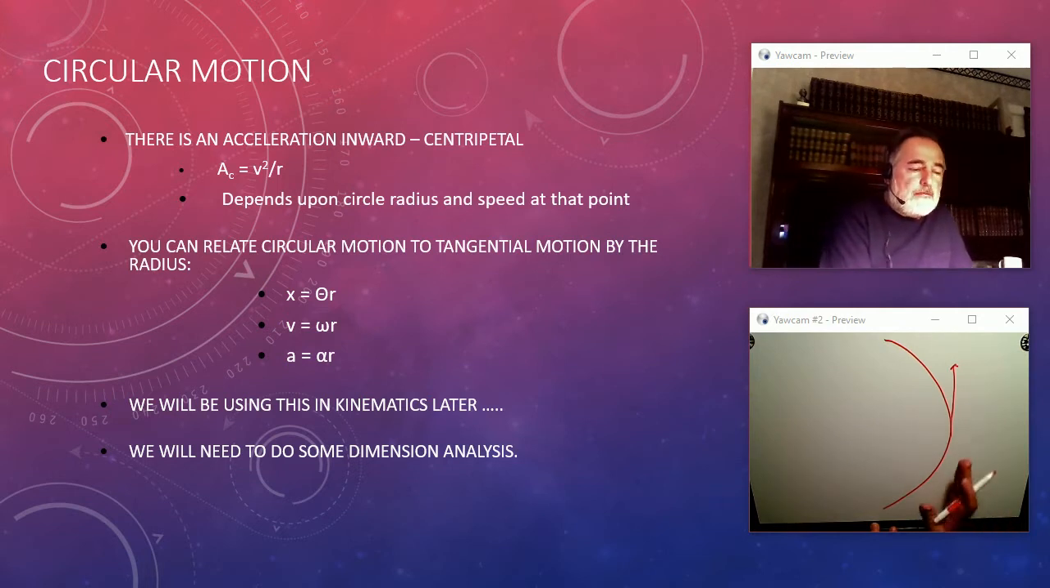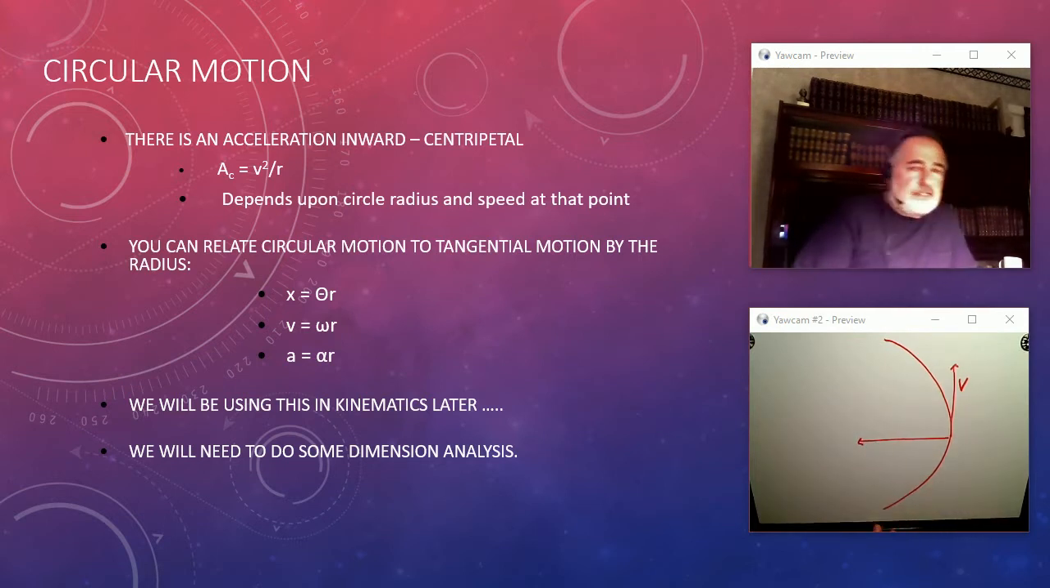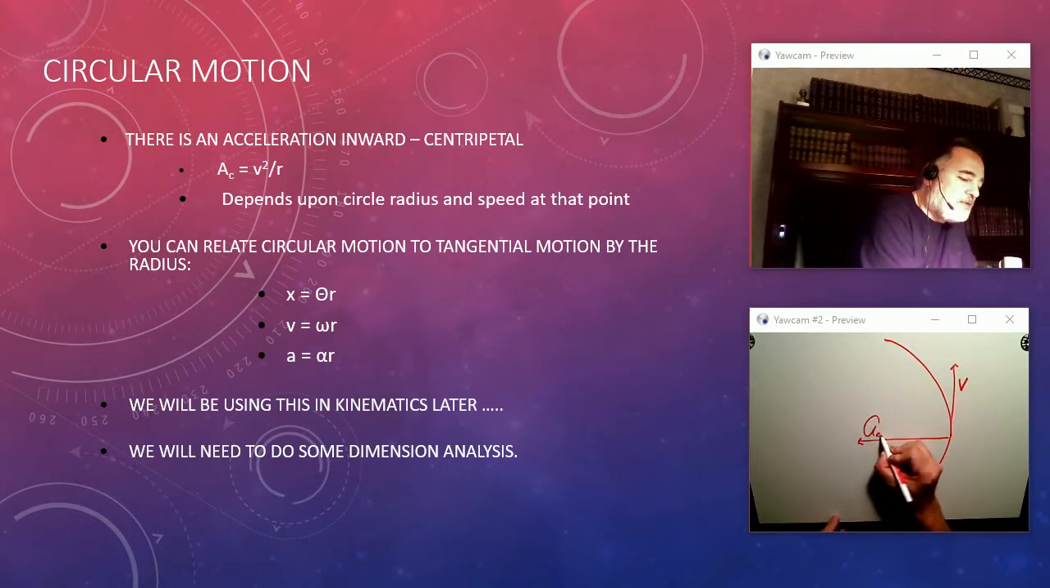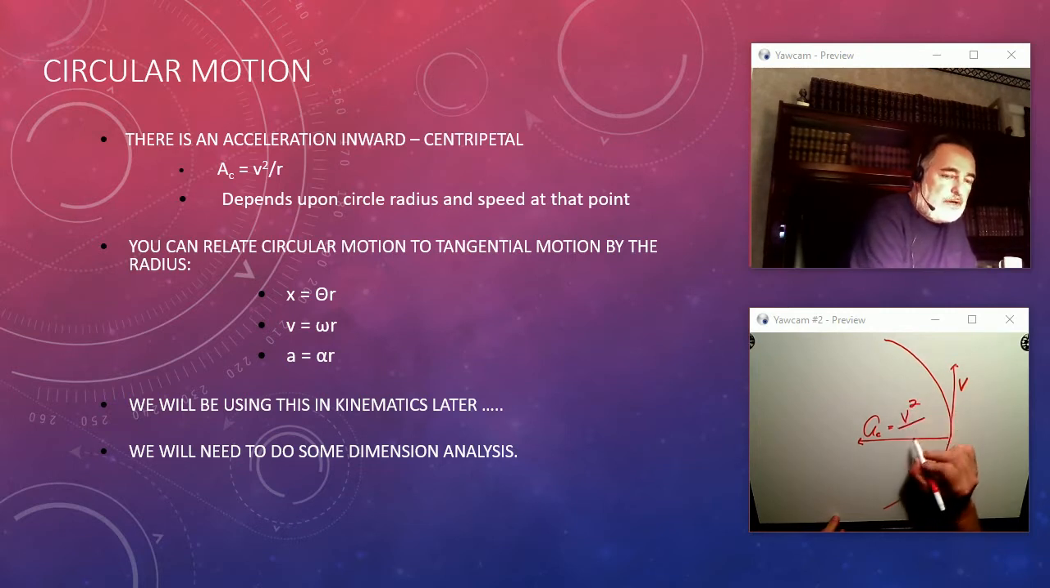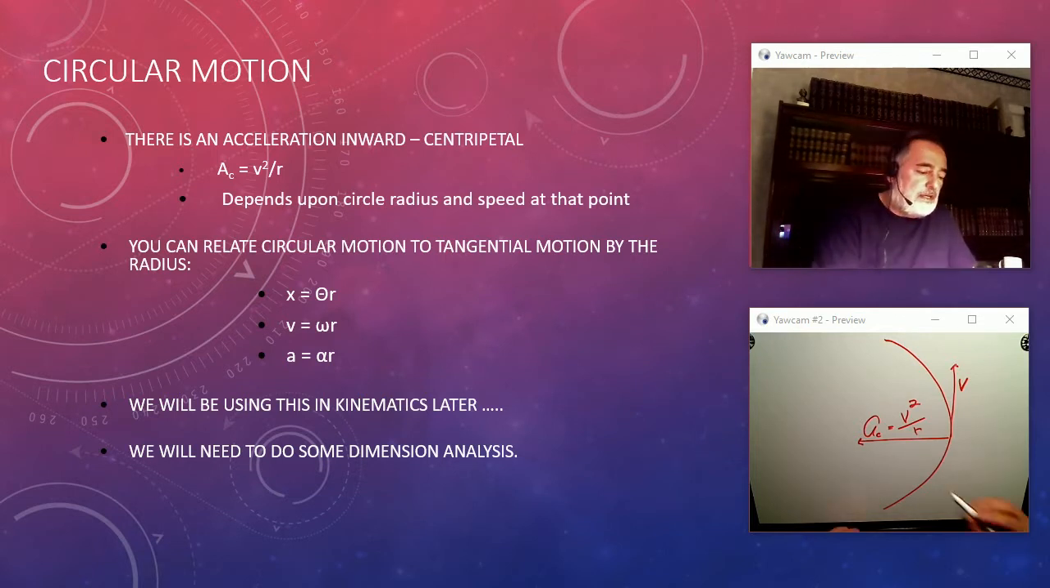Of course, in terms of Newton's first law, I want to continue on in this direction. But there is an acceleration, centripetal acceleration, towards the center. Always center seeking. And we can define that as v squared over r. So obviously, the centripetal acceleration depends upon how fast I am going and the radius, this being the radius of our curve.